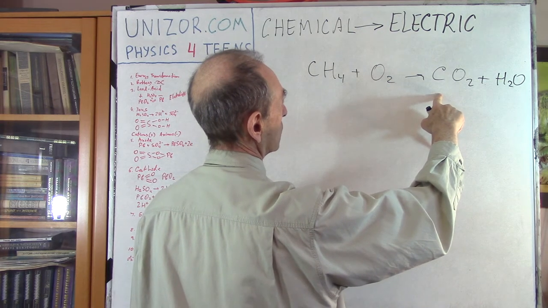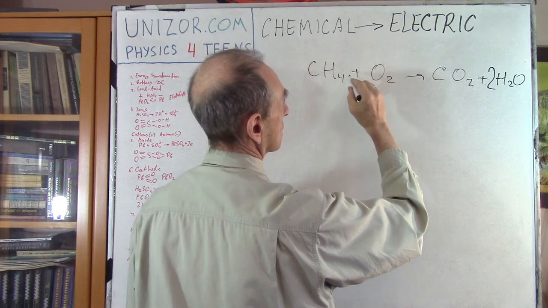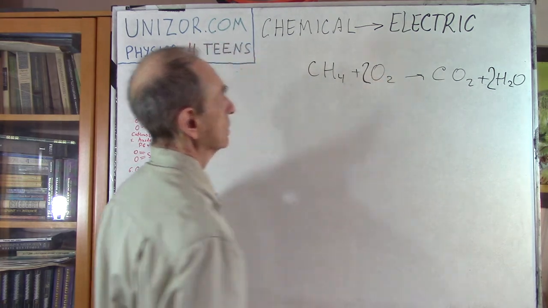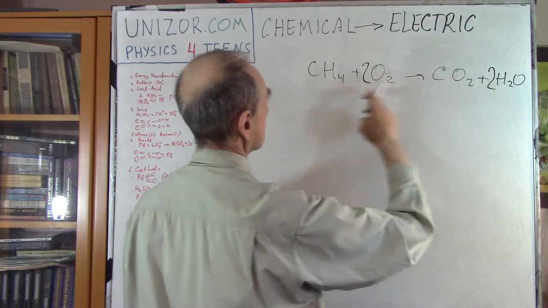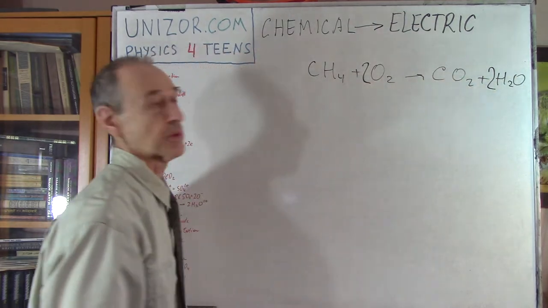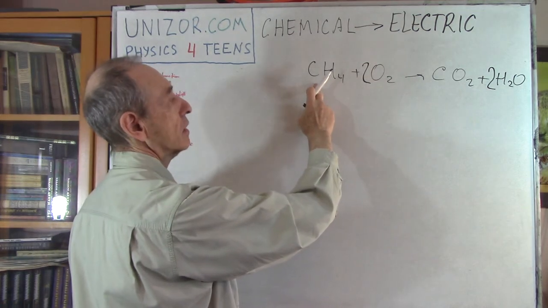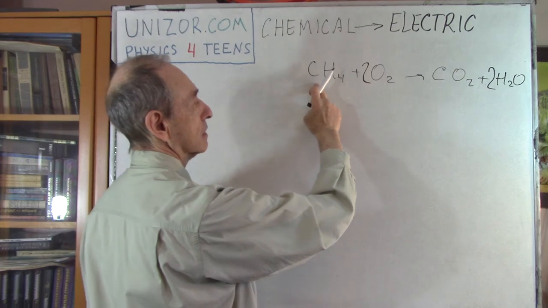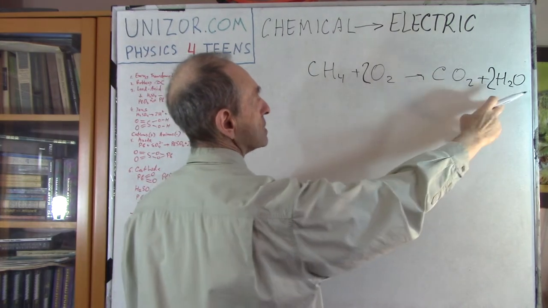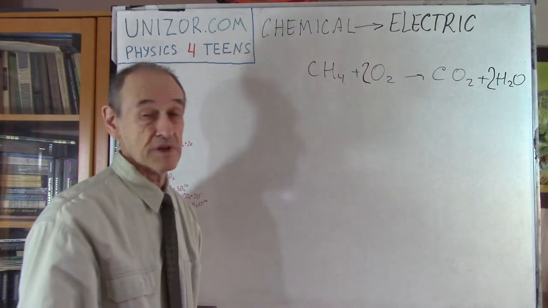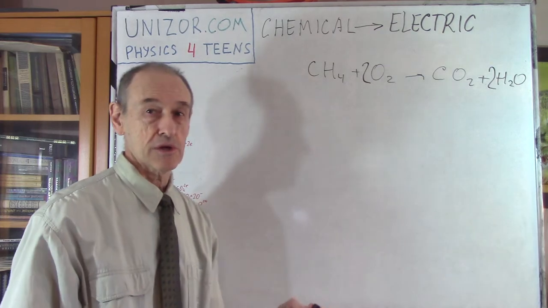But we have to balance this. So we probably need two of these and two of these, right? So H4 and O4, and H4 and C, right? That's the proper balance. So two molecules of oxygen plus a molecule of methane gas gives you carbon dioxide and vapors, because it's heating, it's burning. So it's a chemical reaction.